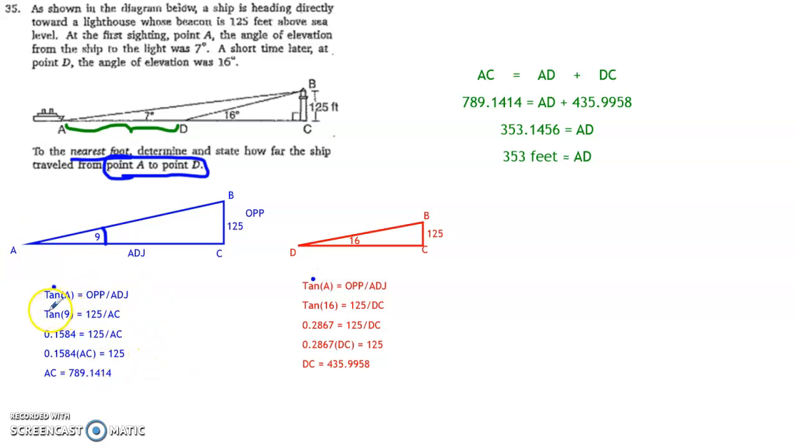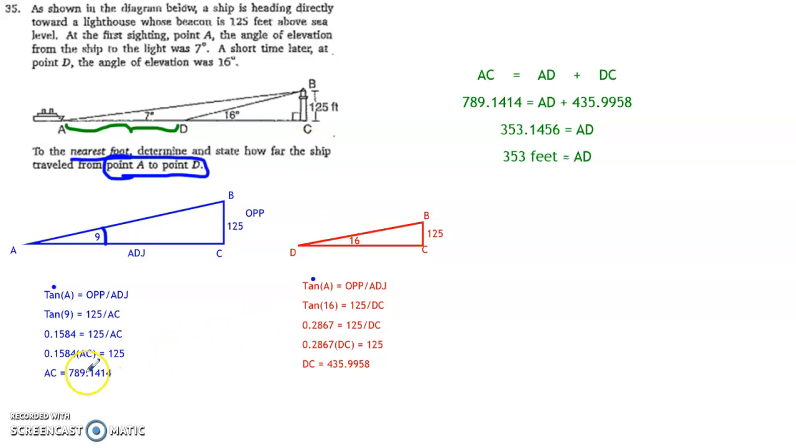You find the value of tangent, and then you cross multiply to get the measures of AC and DC respectively. The thing that I wrote over here is a helpful guide. You should get in the habit of doing this. I know that side AC, which is this big old side here, is equal to AD, which is from here to here, plus DC, which is from here to here. This is segment addition at its finest.